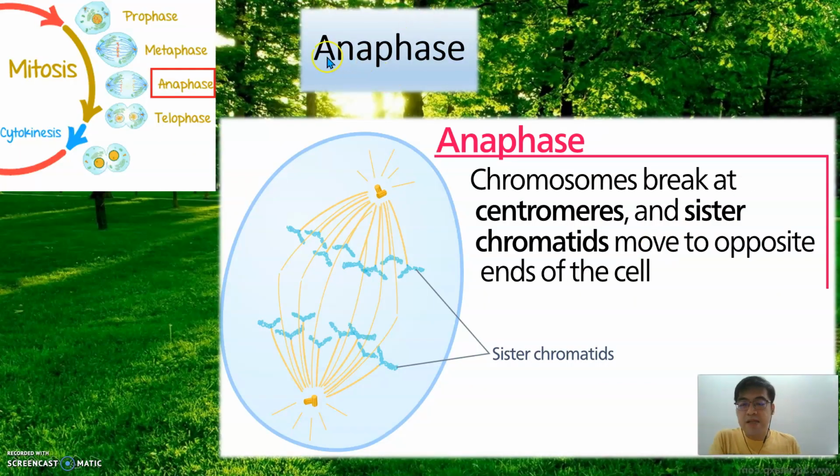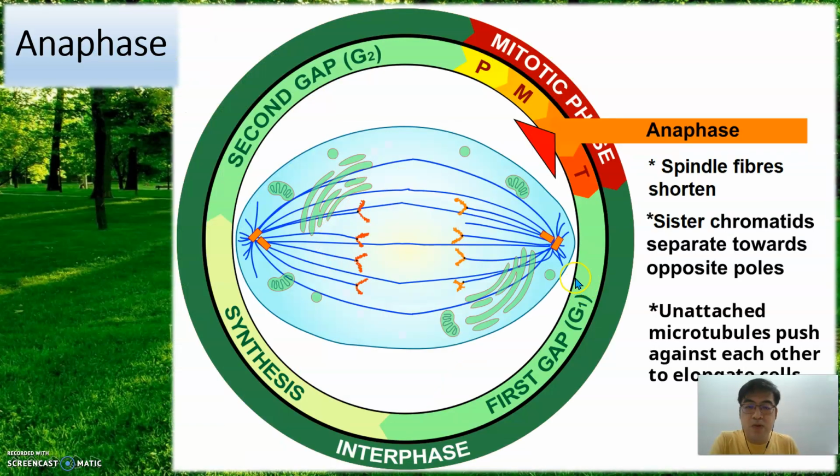So what happens next is the next phase, anaphase, the third phase. In anaphase, these chromosomes will break at the centromeres in the middle, and the sister chromatids will be pulled apart, and they move to the opposite ends of the cell. So in this more detailed diagram, the spindle fibers connected to the centromeres, connected to the sister chromatids, will shorten, thus pulling the sister chromatids towards the opposite poles, as you can see here.